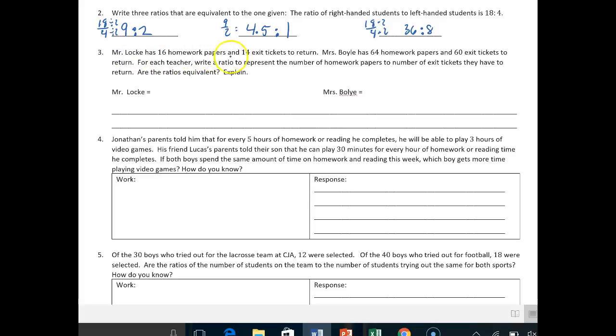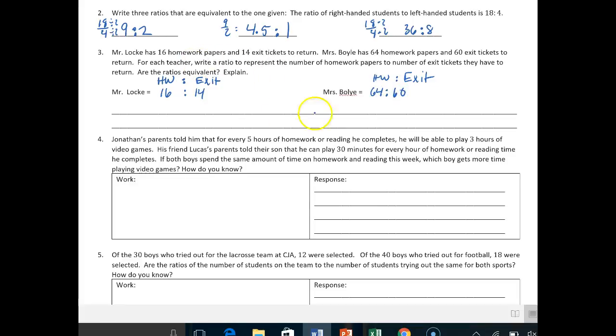So Mr. Locke has 16 homework papers and 14 exit tickets to return. So he's got homework, and we're comparing it to exit tickets. And Miss Boyle has 64 homework papers and 60 exit tickets. She's comparing again to exit tickets. So we're comparing 2 of the same thing, so we can compare both teachers and see what their rates are. So we'll say Mr. Locke has 16 to 14, and Mrs. Boyle has 64 to 60.